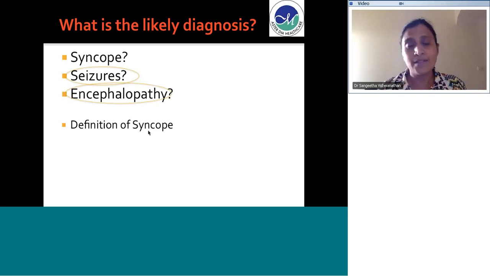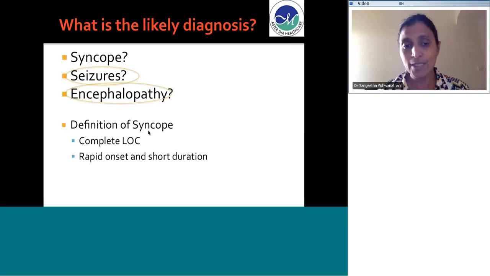Correct. So it's transient, okay? So it lasts only for a few minutes. It's a very brief loss of consciousness. And along with the loss of consciousness, you have a loss of tone, okay? So you just lose your postural tone and your consciousness, and it is usually sudden in onset, and it's a transient phenomenon, and usually with complete recovery. So these are the characteristics of what you would define as a syncopal episode.